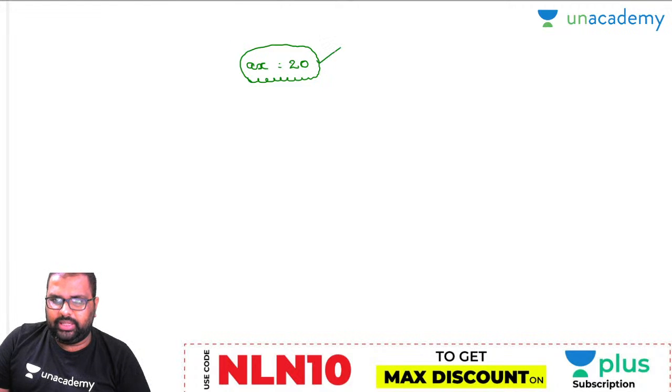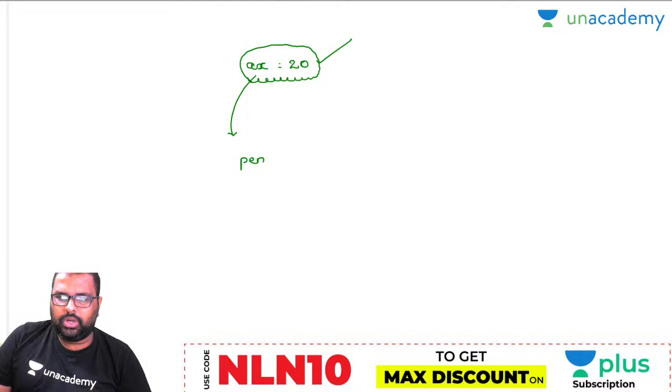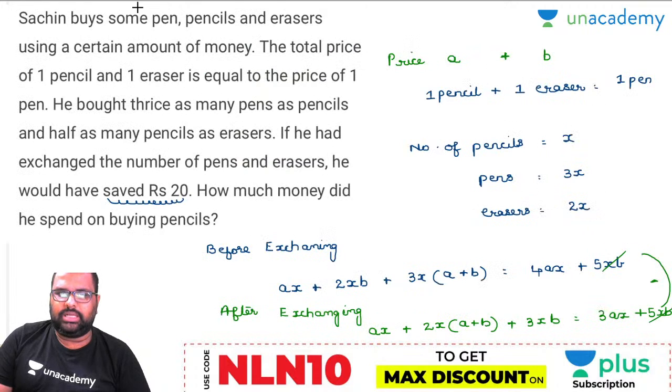So the total amount that you have saved is 20 rupees. Now what is this ax? Total amount that you have invested on pencils. Am I right or wrong? Now what is the question asked? How much money did you spend on buying pencils? Is it 20 rupees? Is this your answer there? Yes, this is your answer. Done. Perfectly done.